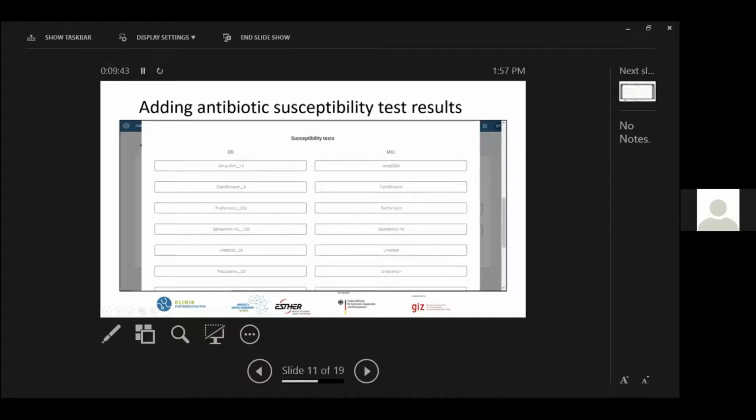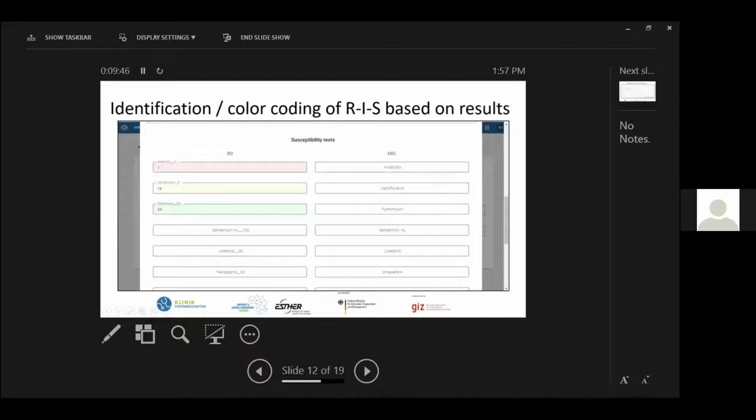We put in the result for each antibiotic tested, and unfortunately you don't see it, I think the color is not good enough. If it is red, it means it is resistant. If it is yellow, it is intermediate, and if it is green, it is susceptible. So the lab personnel is not expected to make a judgment on that. The system auto-detects this when you put in the disk diffusion disk size, and then it shows whether it is susceptible, intermediate or resistant.